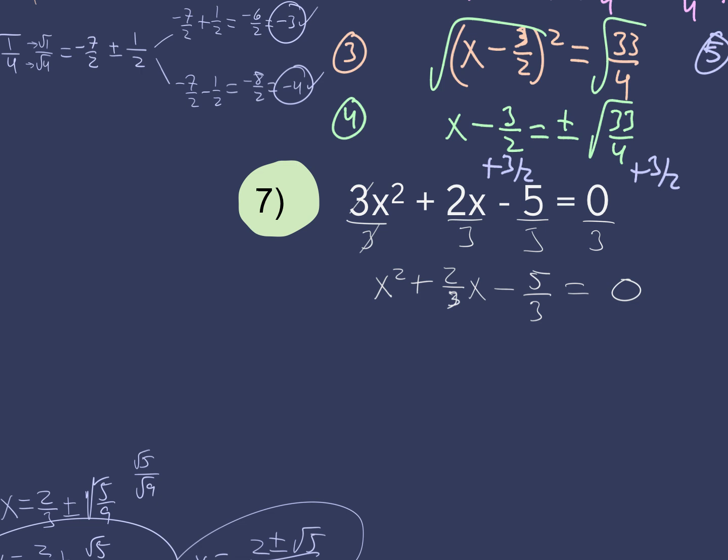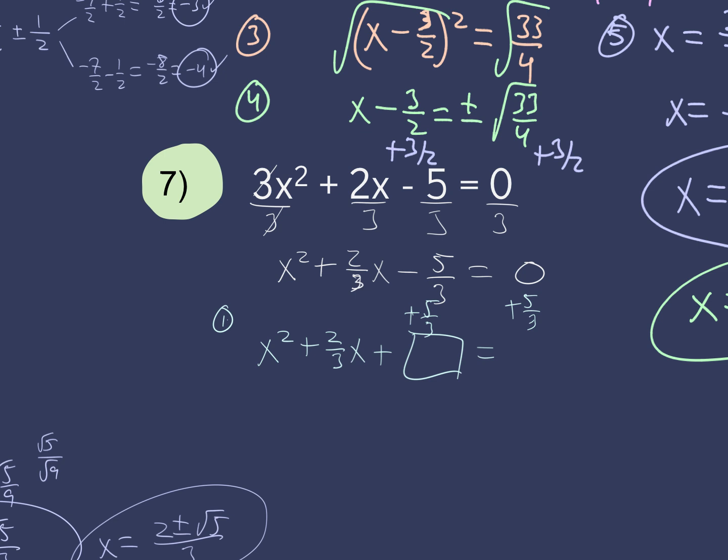All right, so now let's go through our steps. Same as always, the first thing we want to do is get our ax squared and bx by itself. So let's add 5 over 3 on both sides. So we get x squared plus 2 over 3 x, equals 5 over 3.